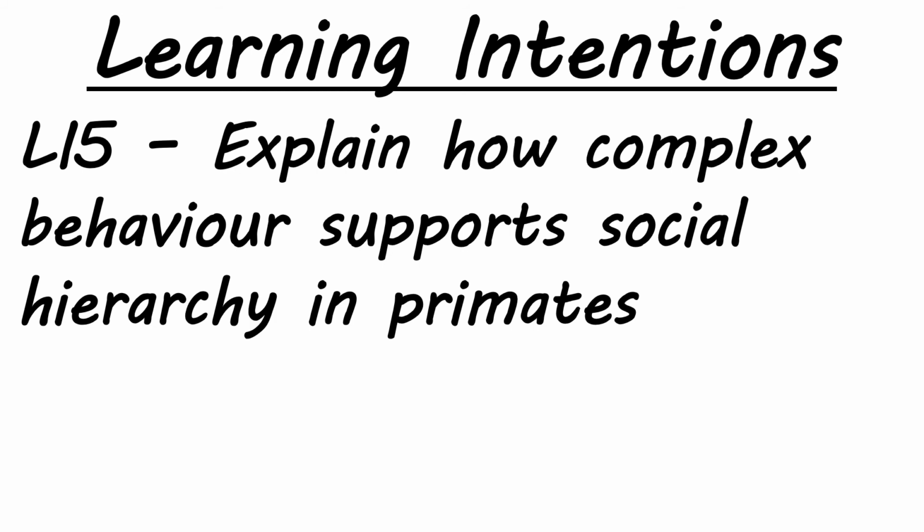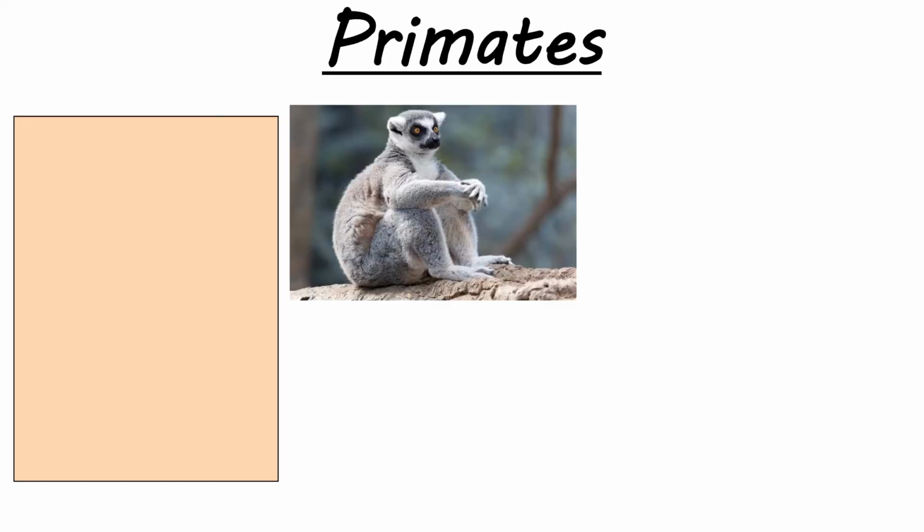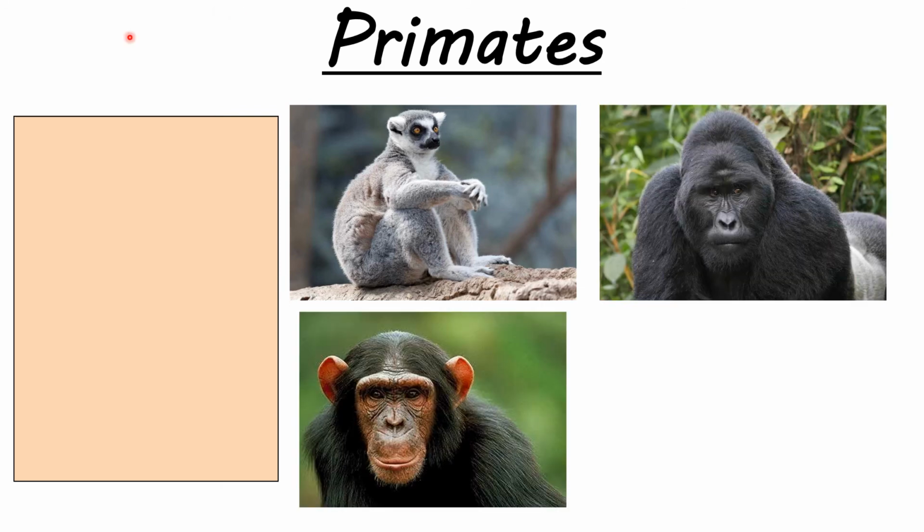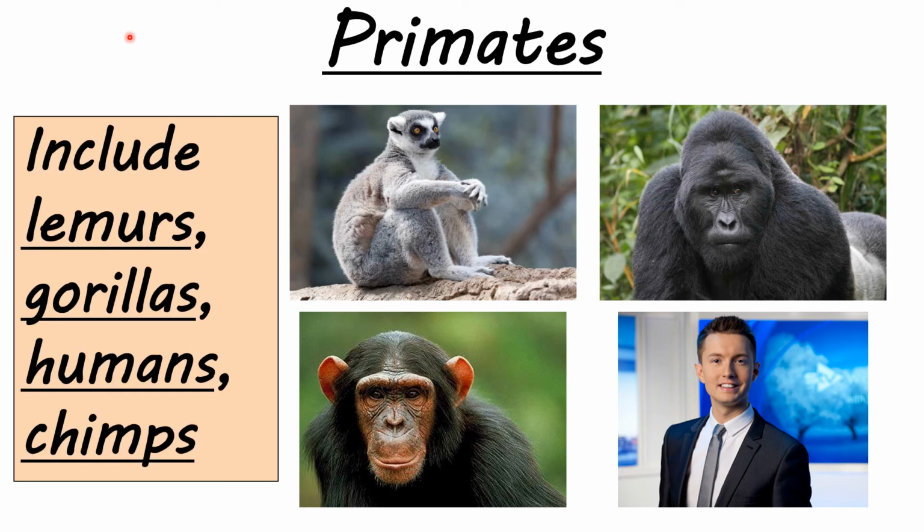So the last thing we're going to talk about is primates. So we just had social behaviour in insects, so now we're going to look at the hierarchy within primates. So just to, first of all, what is a primate? So here are 4 different species of primate. We've got lemur, top left, gorilla, human, this is a younger Sean Batty from STV News, and chimpanzees. Okay, so this is what we're talking about in terms of primates, all closely related to us and animals closely related to us.